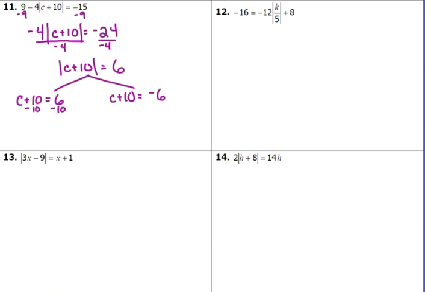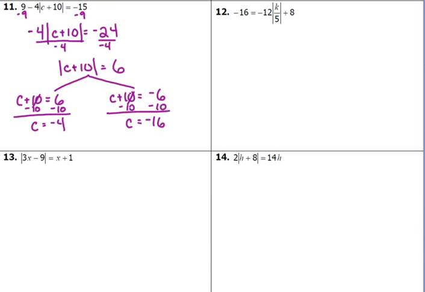Then we solve them individually for c. We subtract 10. 6 minus 10 is negative 4. Subtract 10 on the other one. c is equal to negative 16.